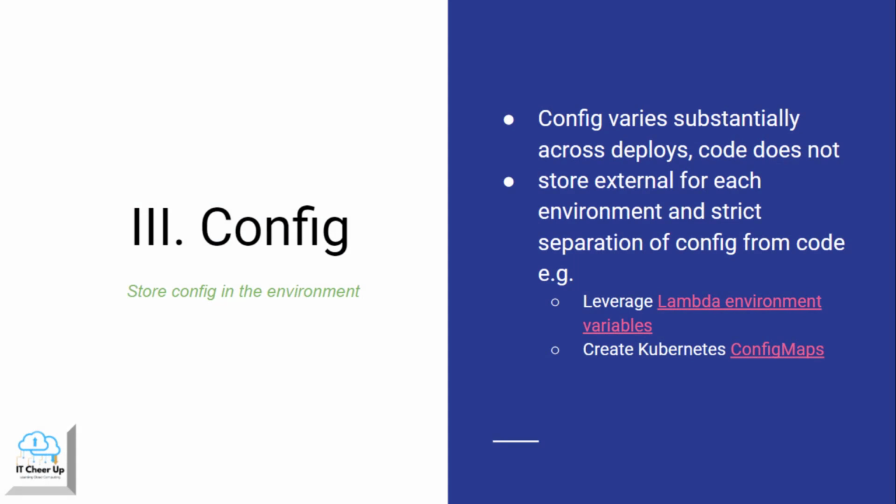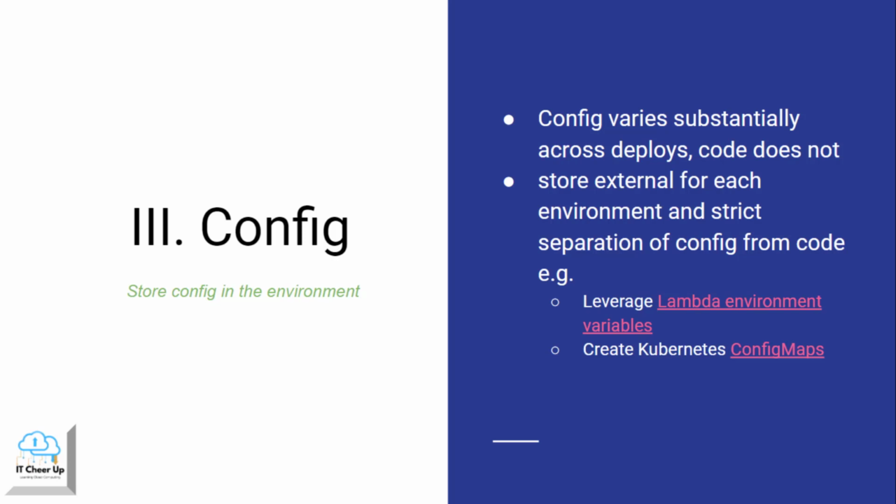The third one is config. Storing config as constants in the code is a violation of the 12-factor. Config varies substantially across deploys, but code does not. So the best practice is to store config externally for each environment, with strict separation of config from code.